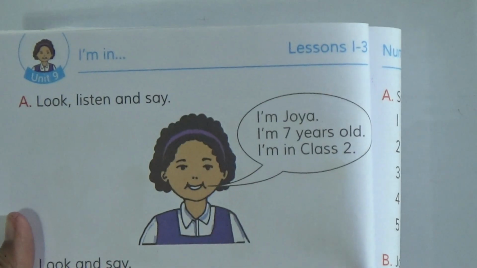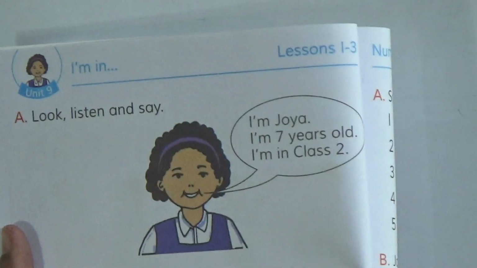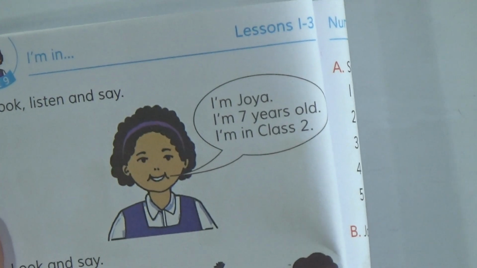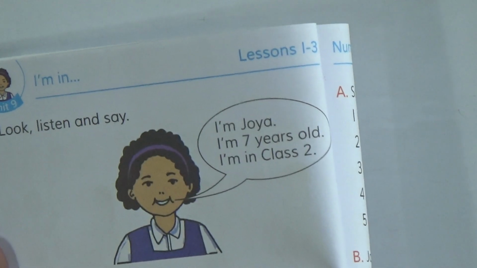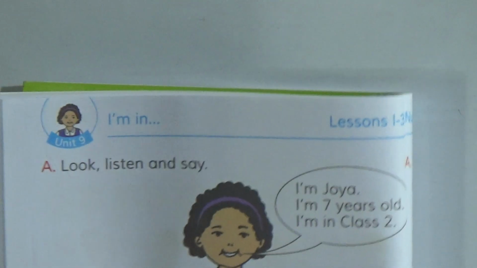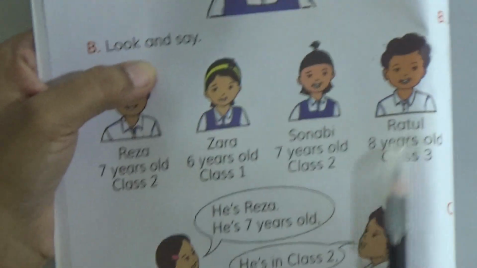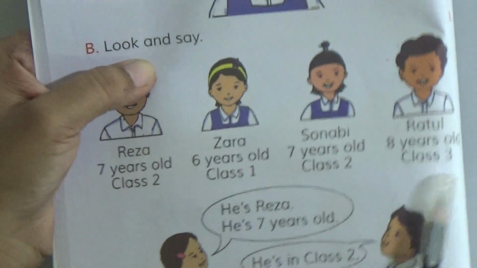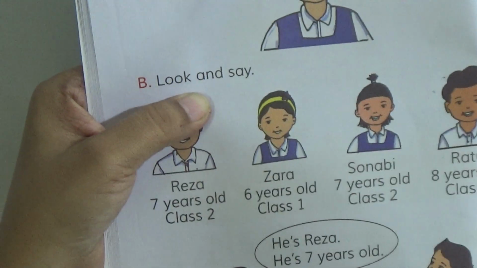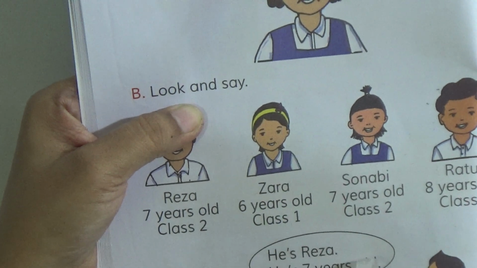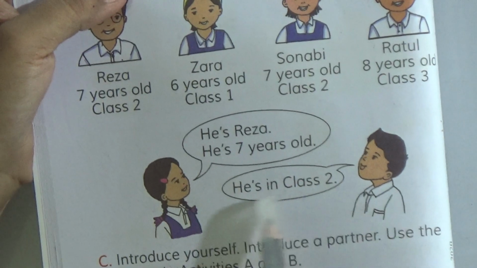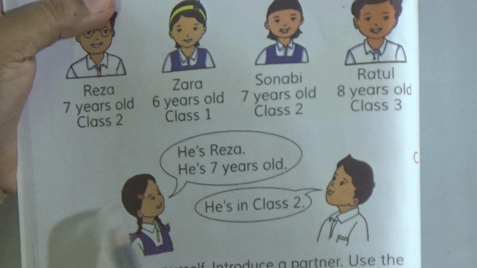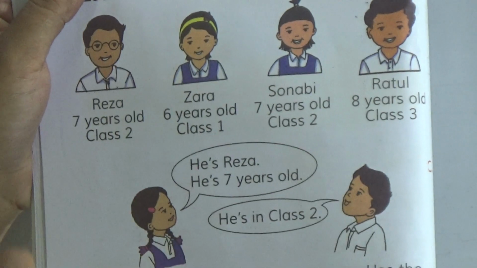Look and say. He is Reja, 7 years old, class 2. This girl's name is Zara, 6 years old, class 1. Shonabi, 7 years old, class 2. Ratul, 8 years old, class 3. And now the girl says he's Reza, he is 7 years old. And this boy says he is in class 2. That means they are talking about Reza.